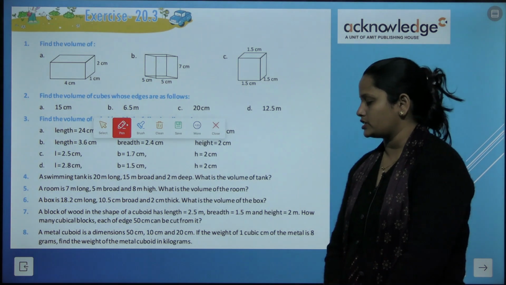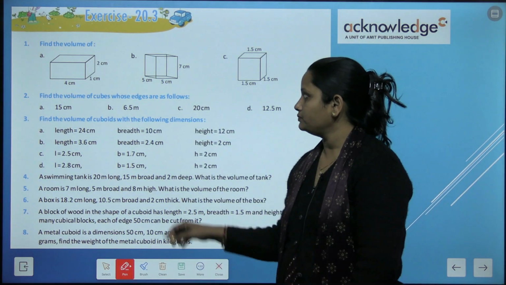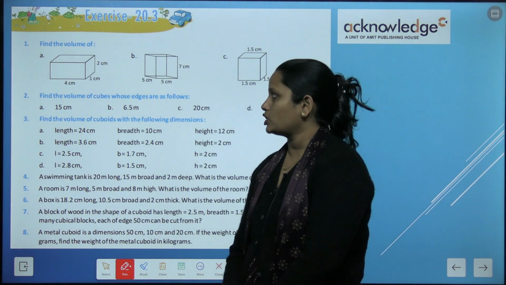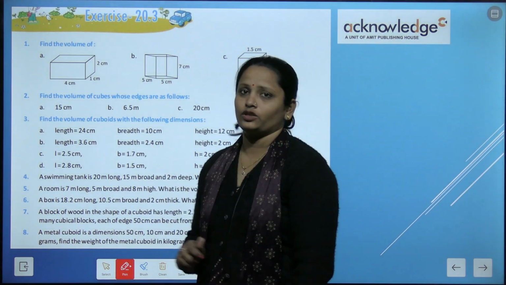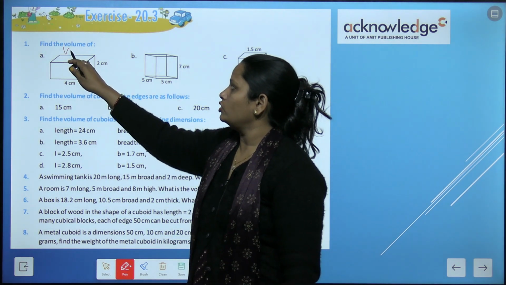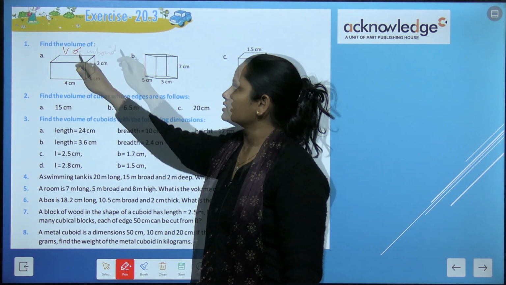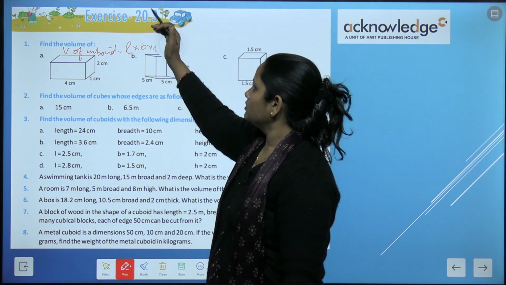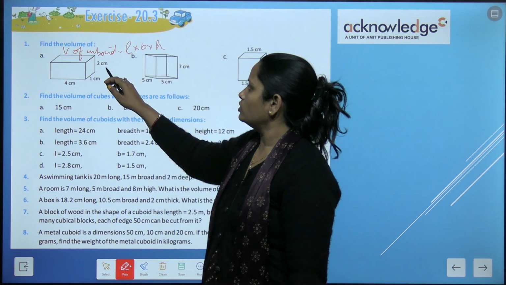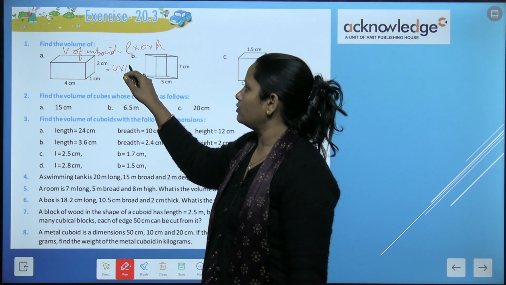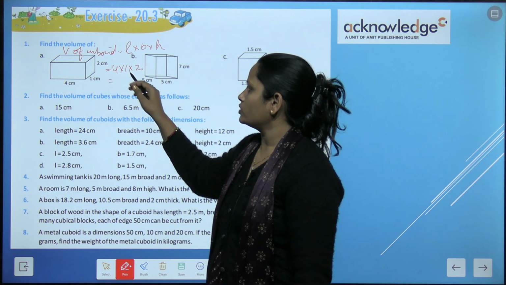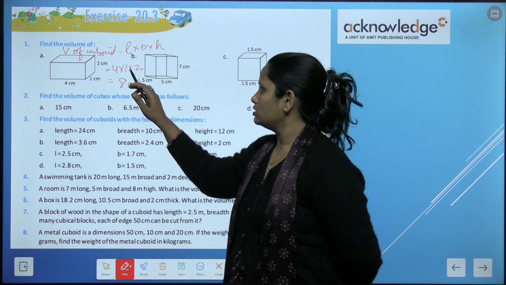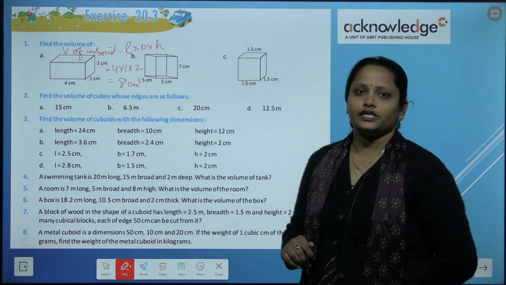Now let's move on to exercise 20.3. Here the first question is find the volume of this. So this is a cuboid जिसकी length, breadth और height दिया है. So the volume of cuboid is length multiply breadth multiply height. So 4 multiply 1 multiply 2. So it will be 8 centimeter cube. I hope this is clear.